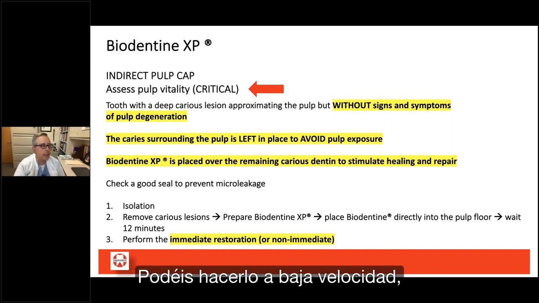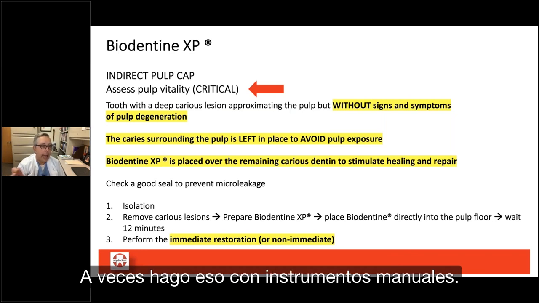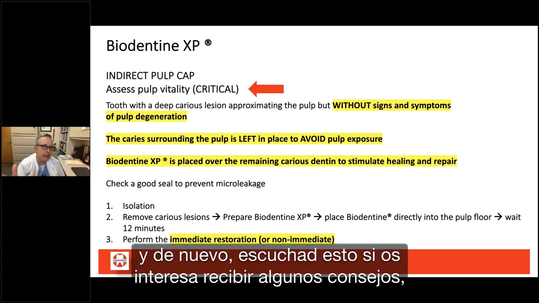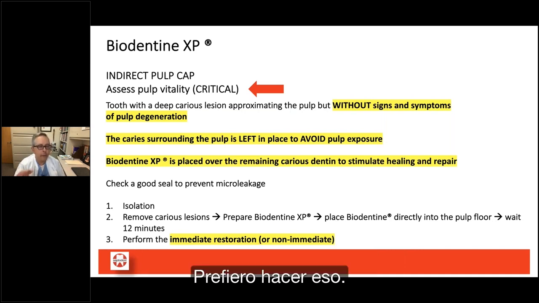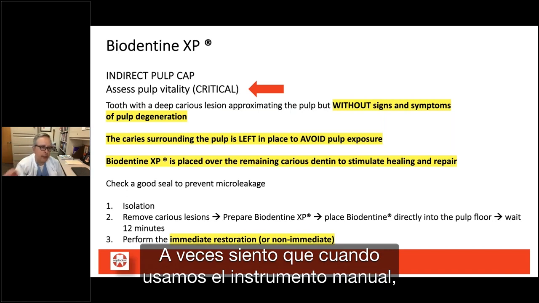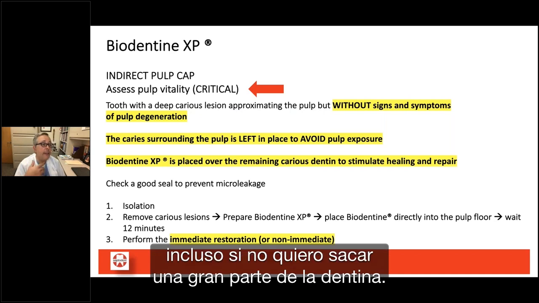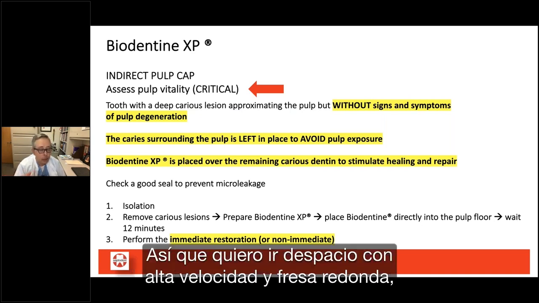You can do that with low speed. You can do that with a big round burr. Sometimes I do that with hand instruments. Honestly, and you are listening to this and you like to get some tips, I prefer to use low speed with a big round burr. Sometimes I feel that when we use the hand instrument, it's easy to take a big chunk, even if I don't want to take a big portion of the dentin, and without really wanting to, we end up exposing the pulp. So I want to just go slowly with a round burr.